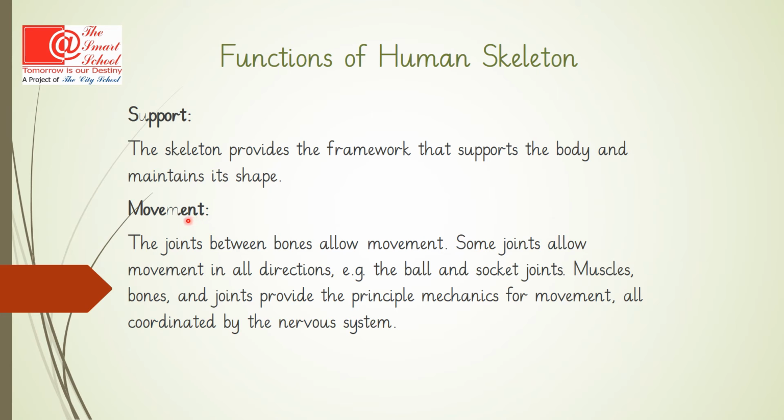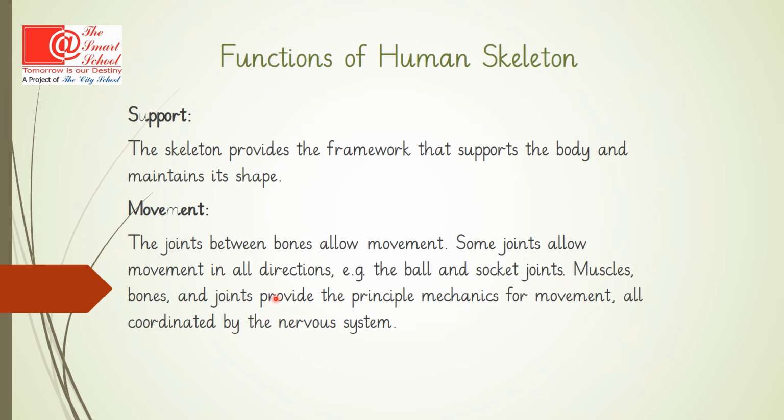All of our body movements are possible due to the movement of joints. The joints allow movement to the bones, and that is how we move. Some joints move in all directions. They are called ball and socket joints, as we have seen in the case of shoulder joints.